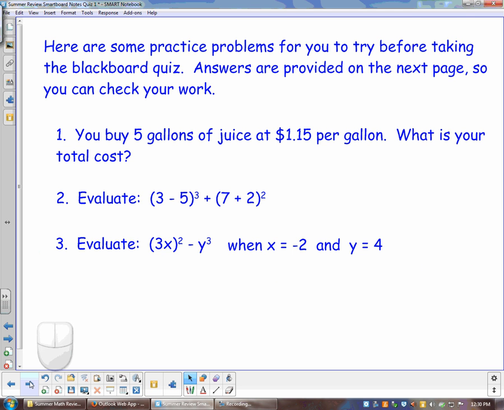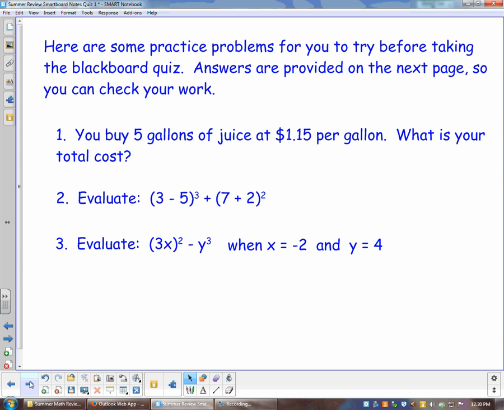So here are some practice problems for you to try before you actually take the Blackboard quiz. Answers are going to be provided on the next page of the video, on the next page of my Smartboard notes for my video, so you can check your work. So here are the 3 problems. Number 1, you buy 5 gallons of juice at $1.15 per gallon. What is your total cost?